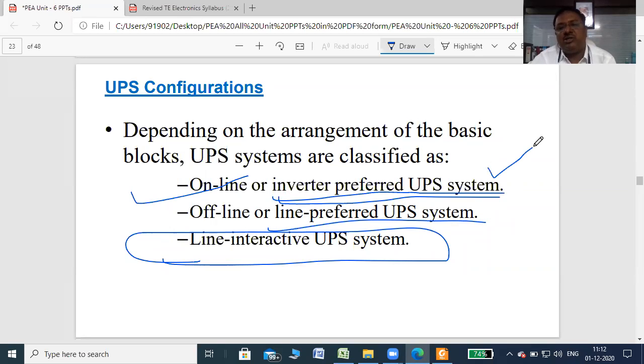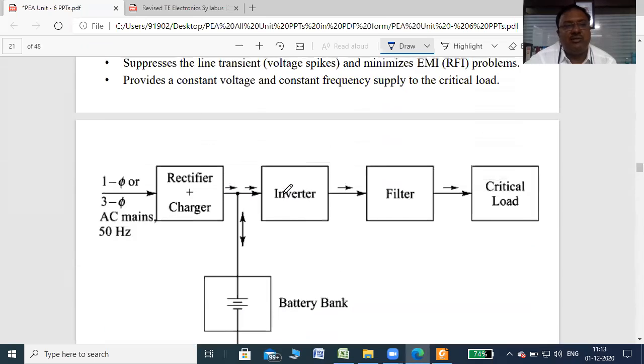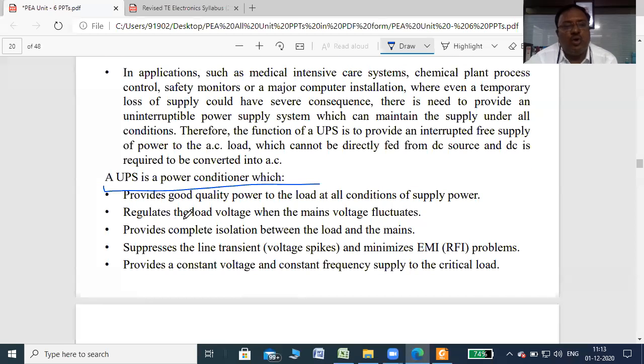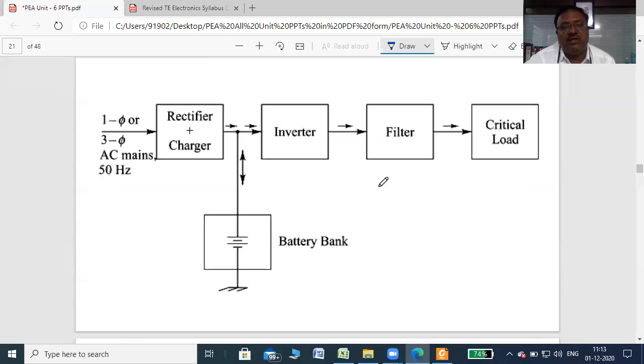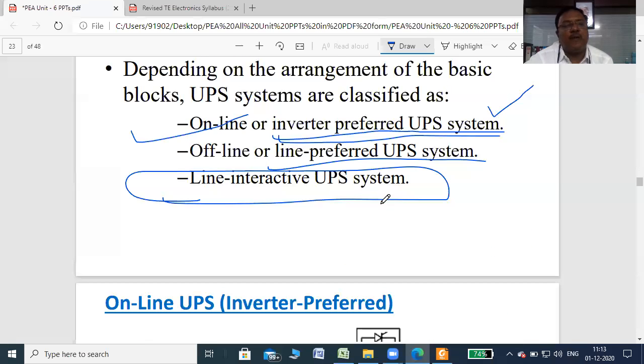So the advantage is that fluctuation in a line is avoided, right? Whatever advantages are given here: good quality power to the load, regulated load voltage, and complete isolation between load and mains, and so on. These are the advantages of online UPS, right?